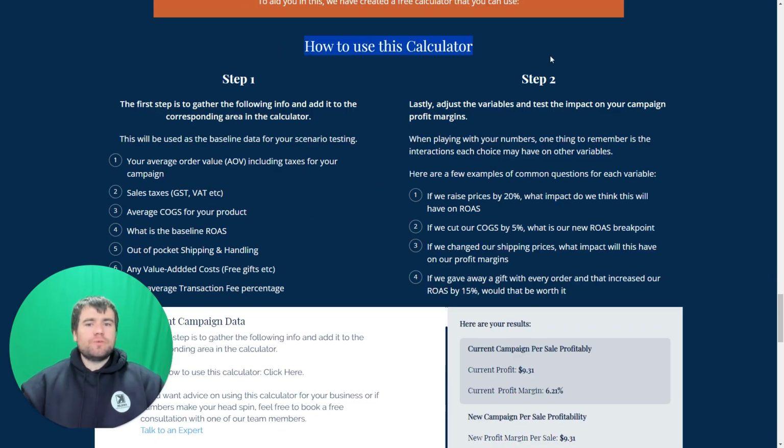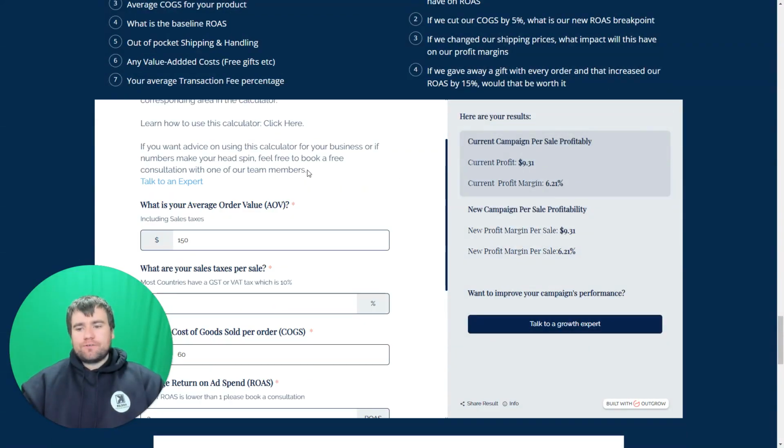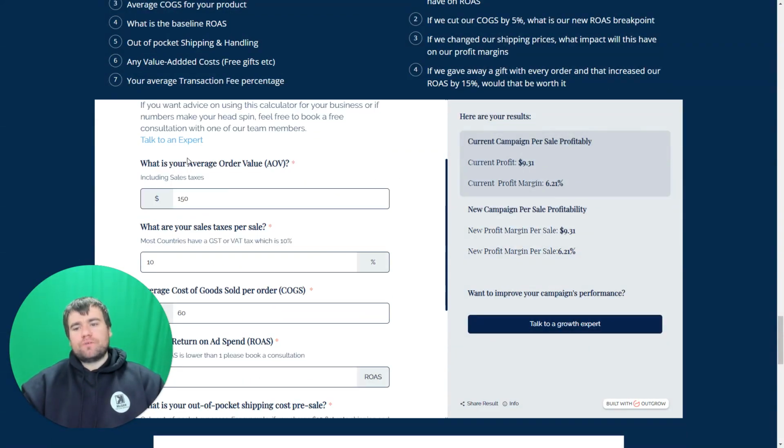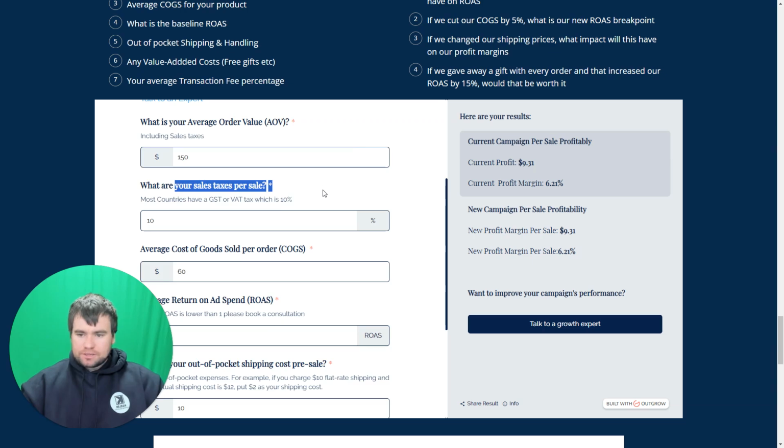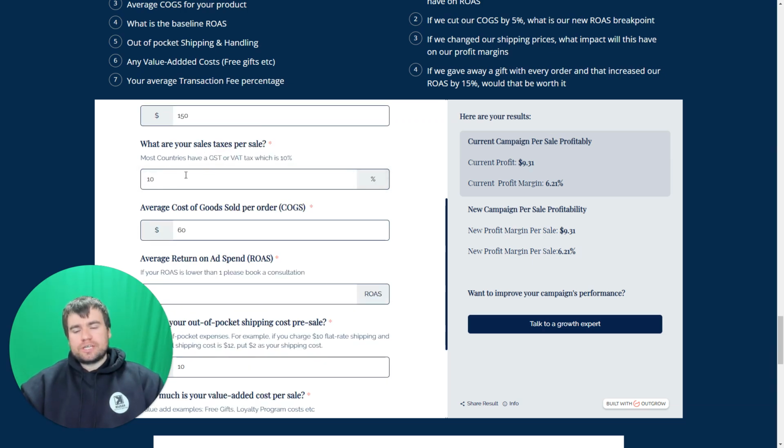To make this easier, what we've done is create a calculator to help you with this. This will be linked in the description below, but the way it works is that the first thing you do is chuck in your average order value for this campaign. Let's say we're going to run a campaign and we expect our average order value to be around $150. We then chuck in our sales taxes, so GST or whatever your sales taxes are.